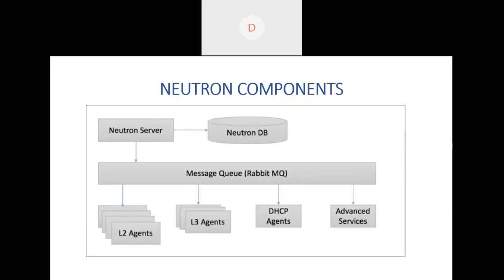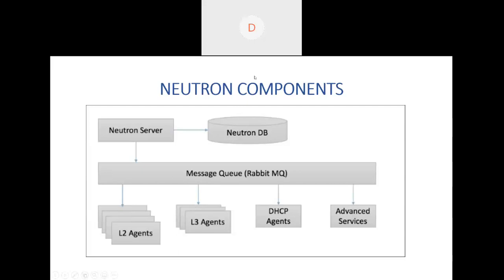So these are different components in Neutron. Basically there is the Neutron server, then the Neutron DB. Remember, when we say database, each component will have its own database. The Nova we talked about earlier will have its own DB, Neutron will have its own DB, Glance will have its own DB, Keystone will have its own DB. So different components will have their own DB. And there is something called a messaging queue, which we missed in the earlier Nova discussion. And there are the L2 agent, L3 agent, DHCP agents, and advanced services. These advanced services are what we have discussed: firewall, VPN, and load balancers.